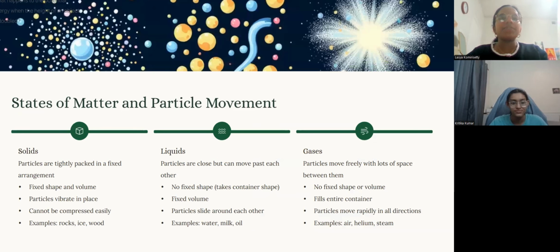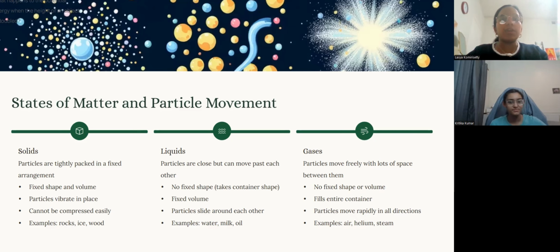Now let's look at different states of matter and particle movements. So we have solids, liquids, and gases. Solids: particles are tightly packed in a fixed arrangement. They have fixed shape and volume. Particles vibrate in place. They cannot be compressed easily. Examples are rock, ice, and wood. It can even be a water bottle, not including the water, but just the water bottle itself.